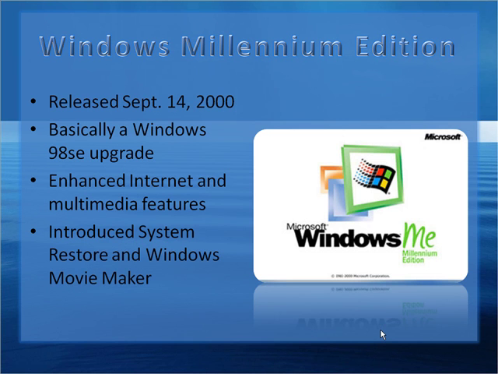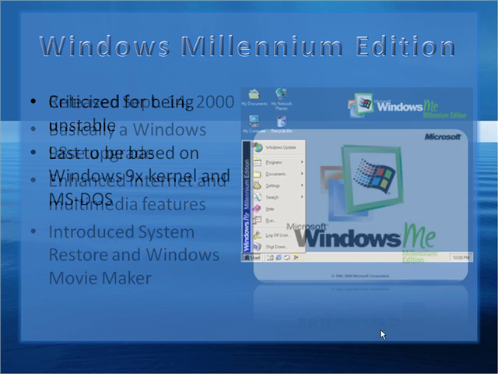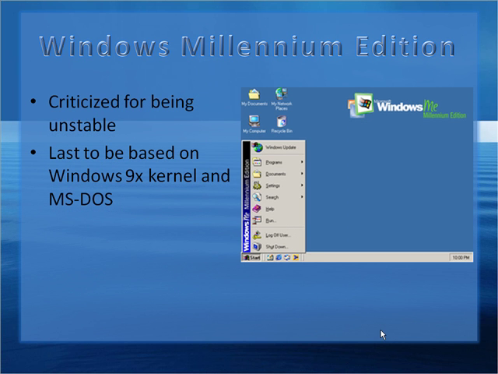Windows Millennium Edition, also known as Windows ME, was released in September 2000. This is basically an upgrade of the Windows MS-DOS base. They had enhanced internet and multimedia features, and included items like System Restore. We first see Windows Movie Maker. It was the first operating system to feature that for Windows. It was criticized for being unstable. I personally had some problems with it too, and I actually went back to Windows 98 and found it to be pretty solid. This was the swan song for the MS-DOS based Windows operating systems.